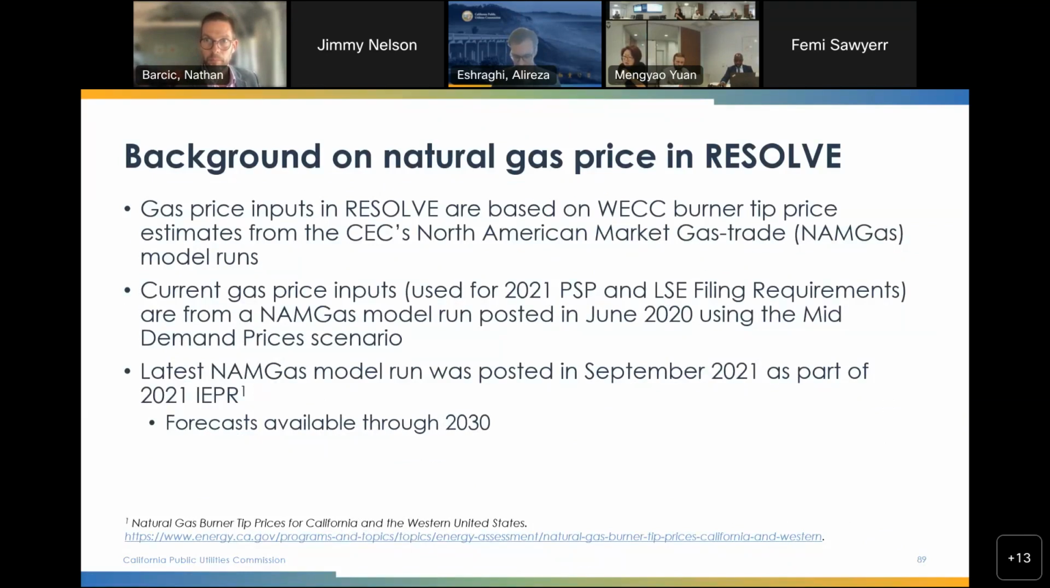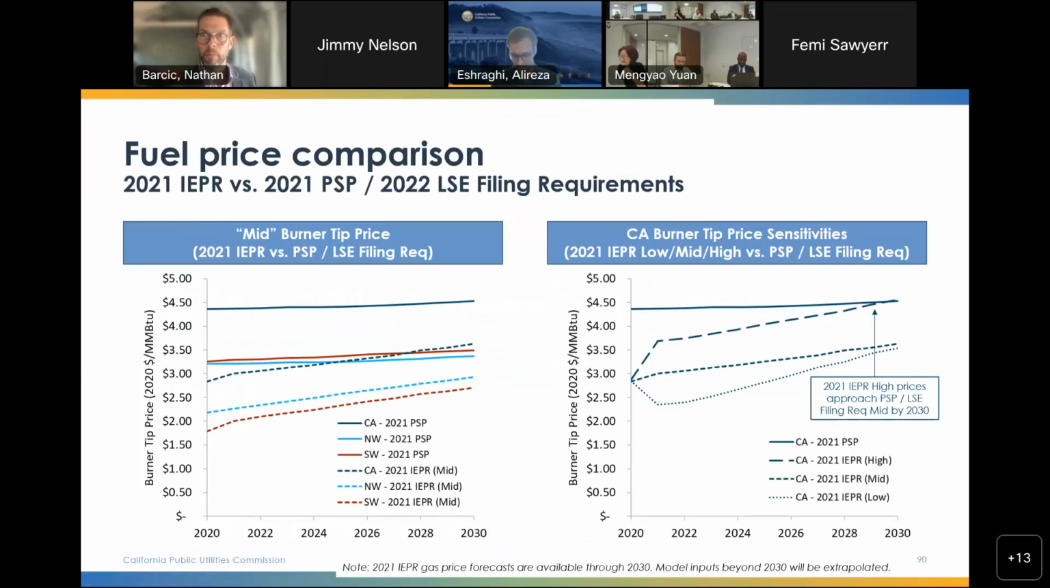The latest NAM gas model run from the CEC was posted in September 2021 as a part of the 2021 IEPR. To give you a sense of how these gas prices compare from these two CEC model runs, on this slide we're comparing the gas prices from the two CEC model runs. On the left, we're focusing on the mid price scenario. Here we're comparing the previous model run, which again was used for the PSP, and this 2021 IEPR mid scenario. This is a comparison for the three regions in RESOLVE.